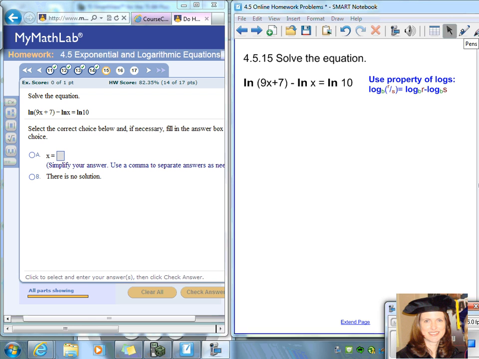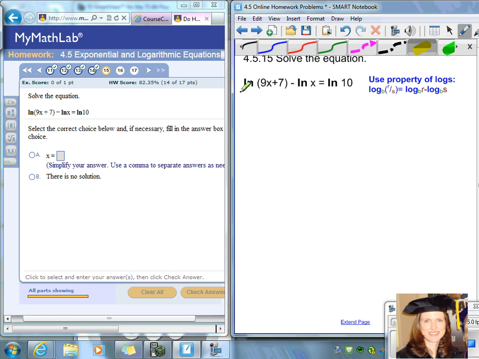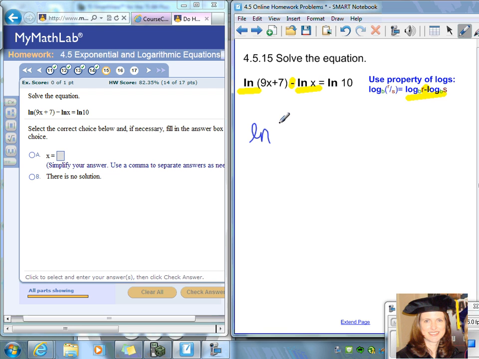Now we have these two logarithms that are split with a minus sign. We're using this property of logs to condense it into a single logarithm. This is ln, the logarithm with a base e, of 9x plus 7 minus the natural log of x. That's going to be the same thing as the natural log of 9x plus 7 over x, using that quotient property of logarithms. And then on the right side, we have the natural log of 10.